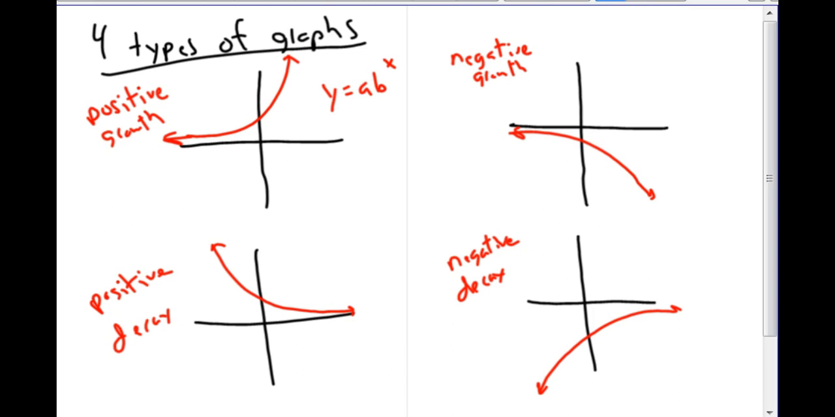This top one, positive growth, is y equals a times b to the x. Negative growth would be like negative a times b to the x, and obviously your function would have that sort of form. Positive decay would be a times b to the negative x. And negative decay would be something like y equals negative a times b to the negative x.